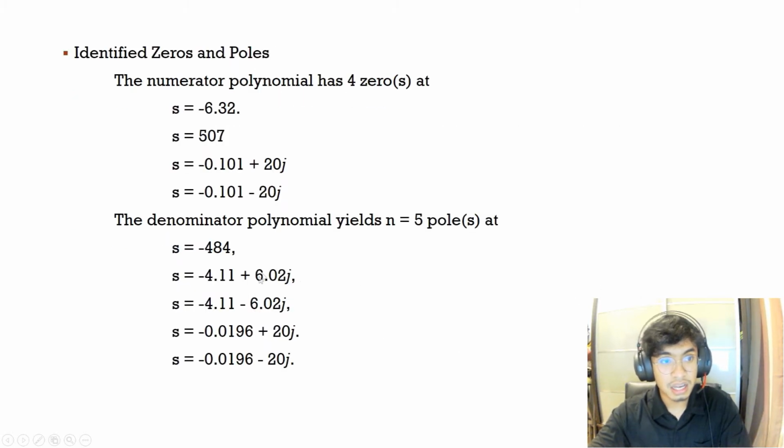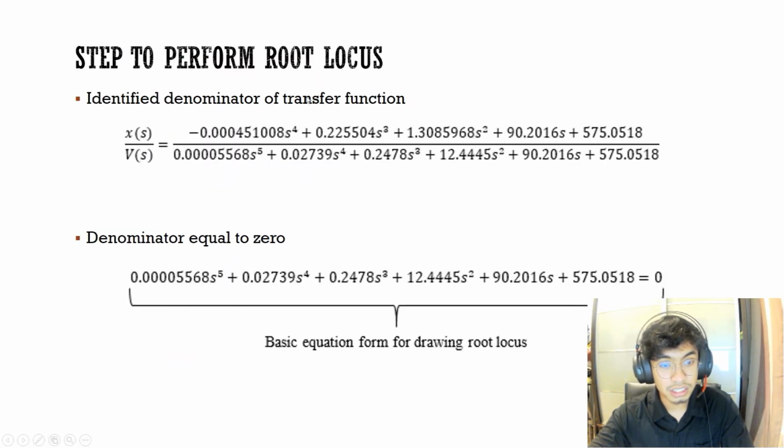Okay, so next, after that, we need to identify all the roots for the numerator and the denominator, where here we have 4 roots for the zeros or numerator and 5 roots for the denominator or poles. As we can see here, the largest order for the numerator is 4 and the largest order for the denominator is 5. We can straight away identify the number of roots by looking at the order. If the highest order is 4, we know that the equation will have 4 roots, while for the denominator, the highest order is 5, so we know it will have 5 roots.